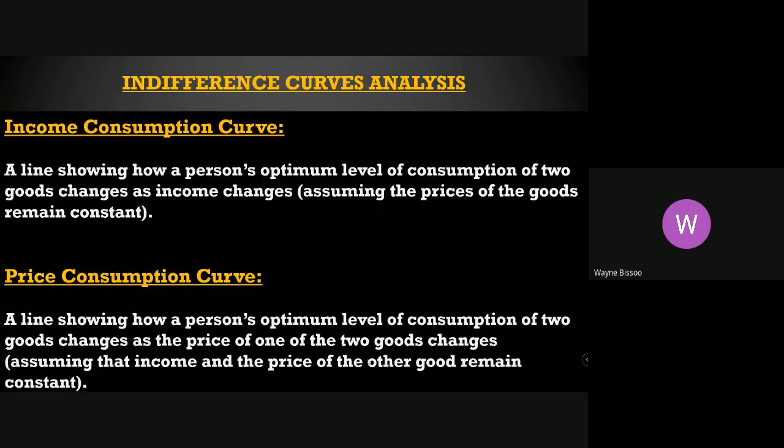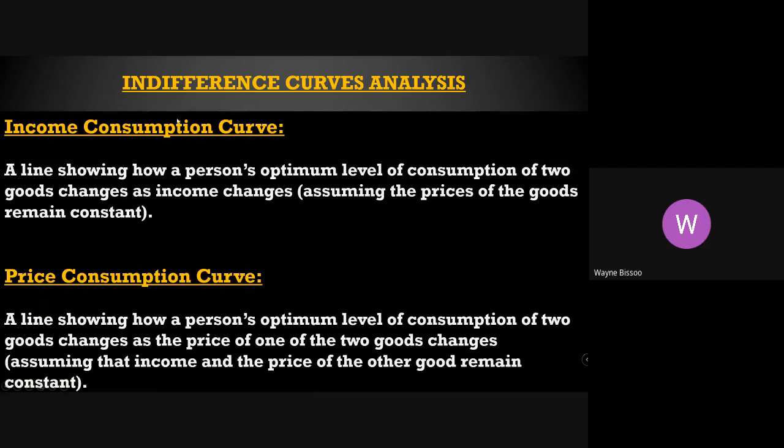So the income consumption curve is a line showing how a person's optimum level of consumption of 2 goods change as income changes, assuming the prices of the 2 goods remain constant. And the price consumption curve is a line showing how a person's optimum levels of consumption of two goods changes as the price of one of the two goods changes, assuming that income and the price of the other good remains constant.